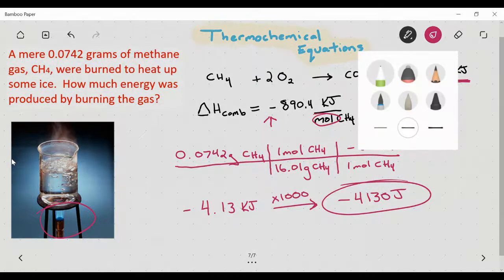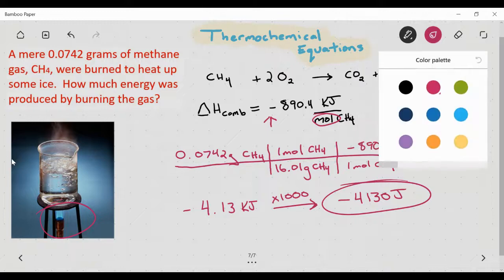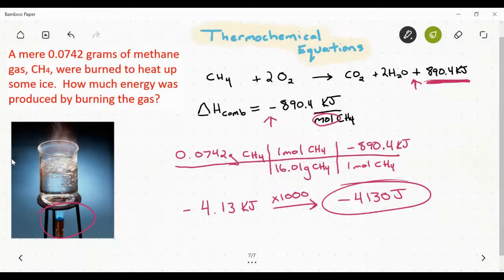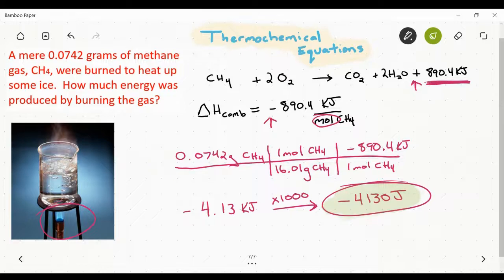In our next problem, which we're going to do live in class, we're going to take that answer and figure out what happens to that energy when we put it into some ice. So we'll see you in a couple of minutes and we'll take a look at where that energy goes. See you then.